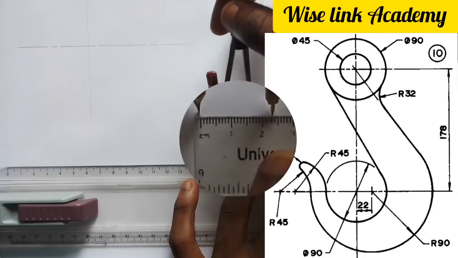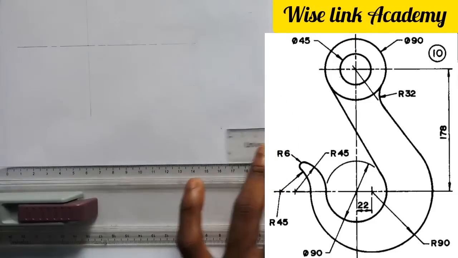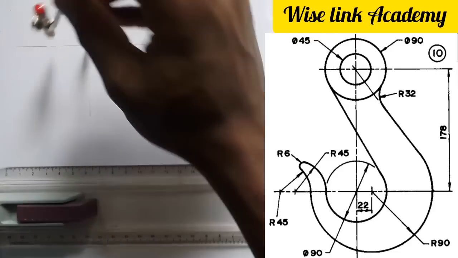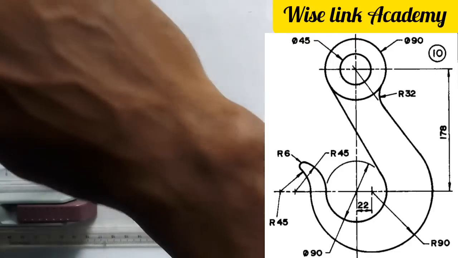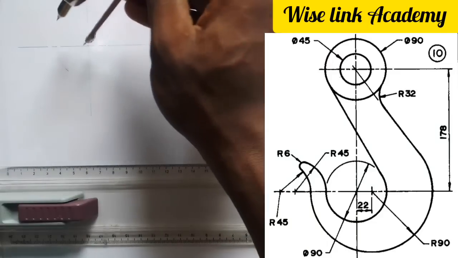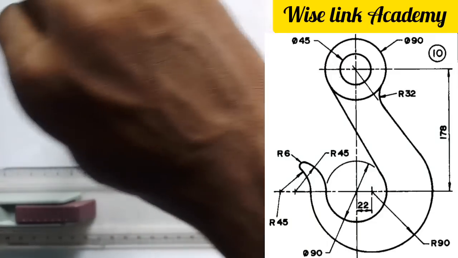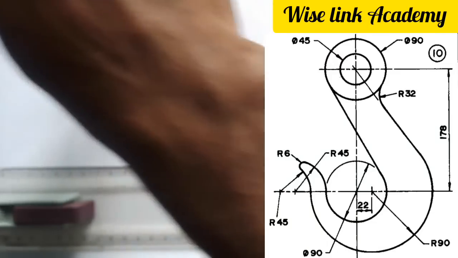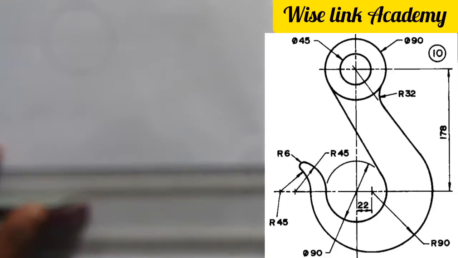Right, you can see that. So I'll place the compass at this point and draw the circle. Please make sure you stick in the compass. I have this circle here.